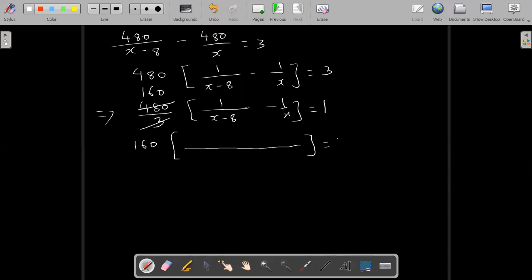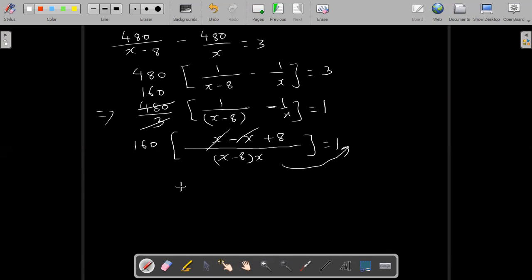Now we will solve this bracket. So x minus 8 into x will be the LCM. x multiplied this side and this minus. Remember, this minus will multiply with this. So this will become minus x and plus 8. Okay. So this plus minus will cancel, and this denominator you can multiply here.